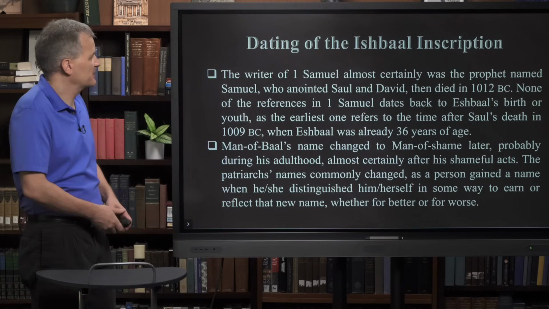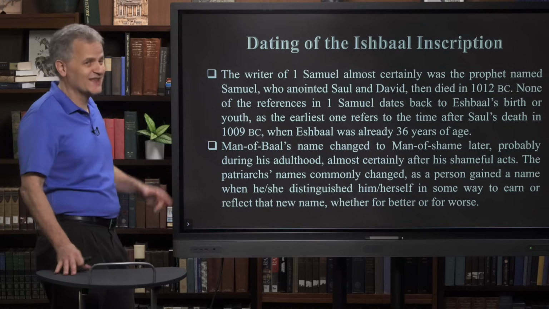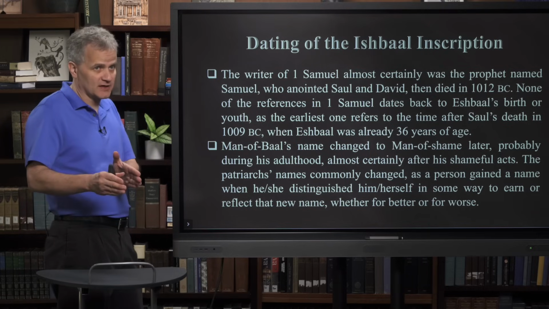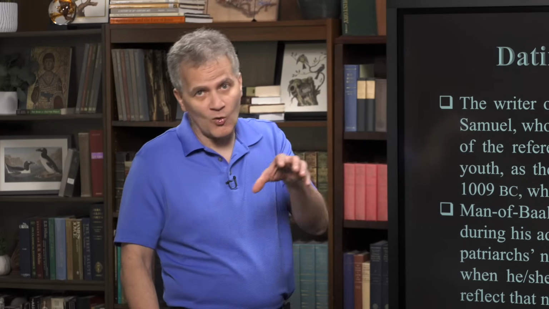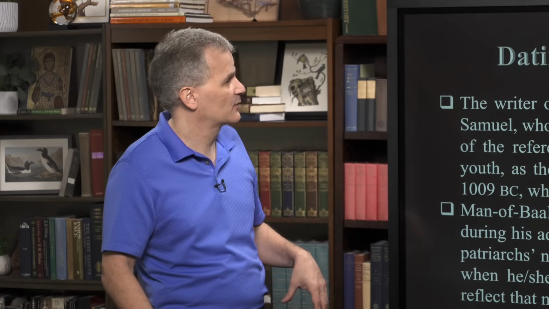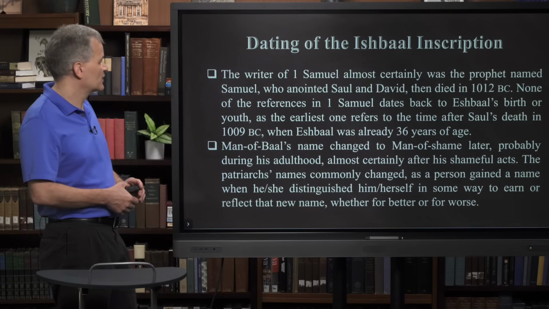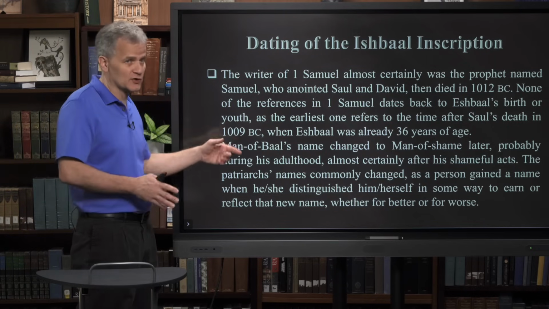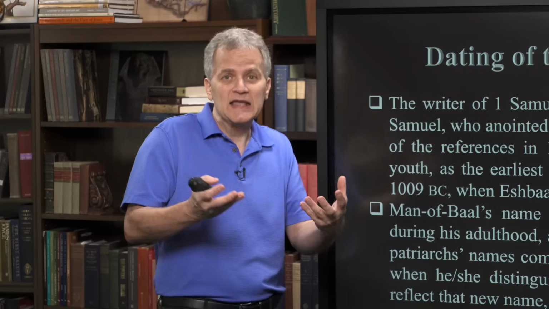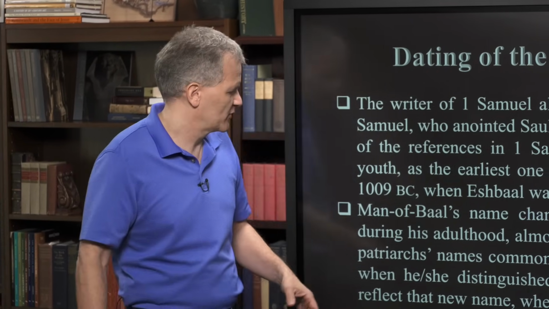Well, the writer of 1 Samuel almost certainly was the prophet named Samuel, who anointed Saul and David, and then he died in about 1012 BC. So he dies before David takes the throne or Ishbaal takes the throne. None of the references in 1 Samuel dates back to Ishbaal's birth or youth, as the earliest one refers to the time after Saul's death in 1009 BC, when Ishbaal was already 36 years of age. And of course, he's one of the candidates at that point to take the throne, whether he would or not.